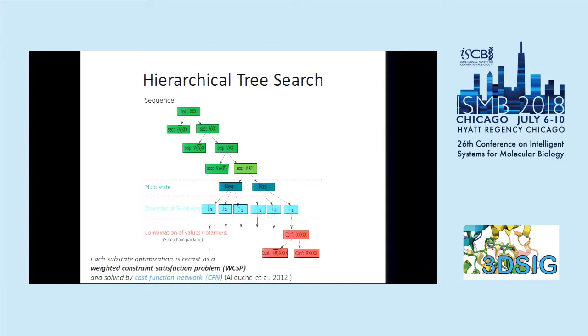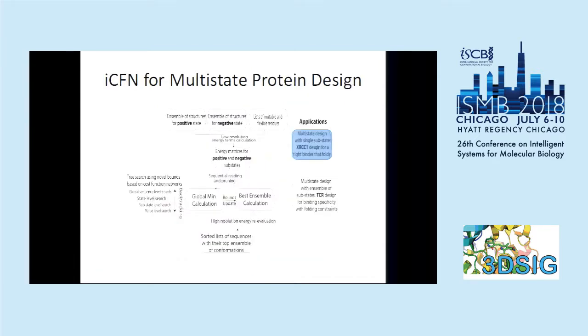Each of these substate optimization problems can be recast as a weighted constraint satisfaction problem and solved by cost function networks, which was actually pioneered by a French group in 2012. Our contribution is that if you represent this search space in a hierarchical tree, you can recast the overall problem as a correlated weighted constraint satisfaction problem, modeled as many interconnected cost function networks, and then solved by depth-first branch and bound using our novel bounds at various levels: sequence, state, substate, and lower. So I will now go to the applications.